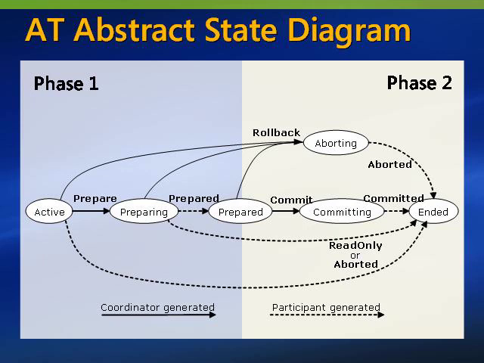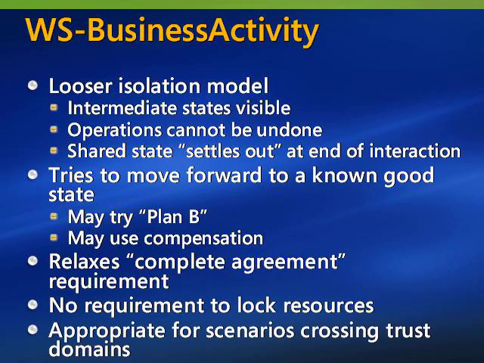Business activity, by contrast, is a different kind of model. It has a looser isolation model. I can see intermediate states. It's almost like a chaos model for atomic transactions. But the important thing is operations aren't undone. You move forward to a known good state as opposed to back to a known good state. The idea is that the shared state settles out at the end of the interaction. So I can do a couple of things.